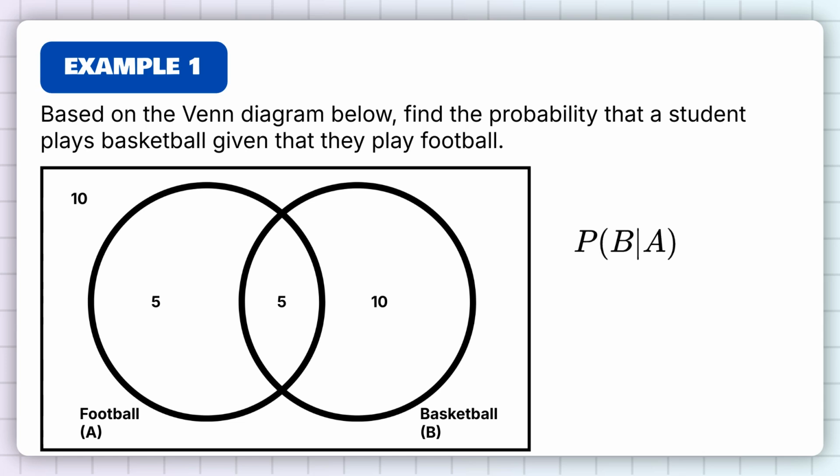To find the probability of B given A, we restrict our sample space to only those students who play football. There are 10 students in this restricted sample space since 10 students play football. Out of these 10 students, 5 also play basketball. So the conditional probability is the number of students who play both football and basketball divided by the number of students who play football. This equals 5 out of 10, which can be written as 0.5.